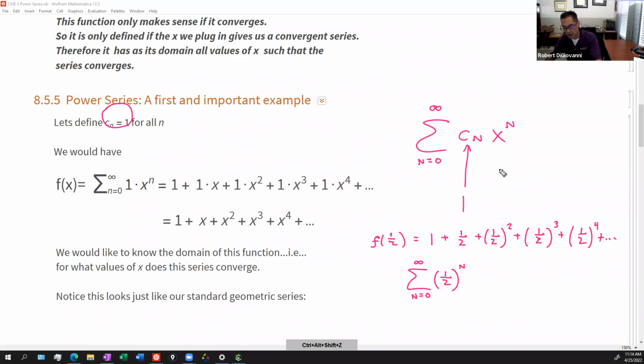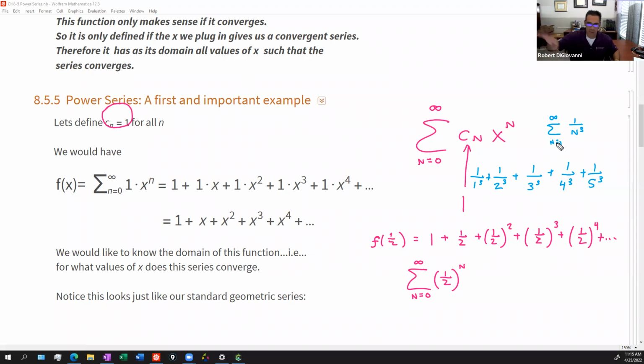So a P series would look like this: 1 over 2 to the 3rd plus 1 over 3 to the 3rd plus 1 over 4 to the 3rd plus 1 over 5 to the 3rd. That would be a P series, because, well, let me start off with 1 over 1 to the 3rd. This would be 1 over n to the 3rd. That's a P series. Understand? See the difference between the two? And this would converge because P is bigger than 1. Just a side note there. So this is geometric. Do y'all see that? This is geometric.